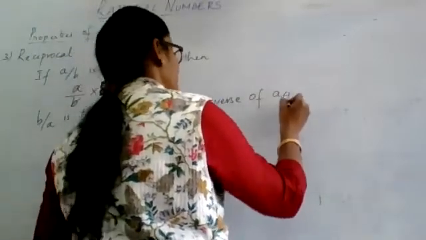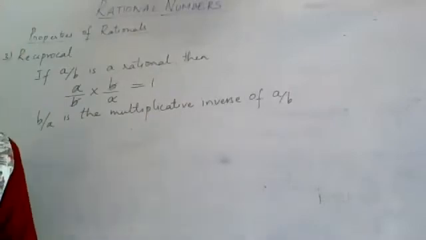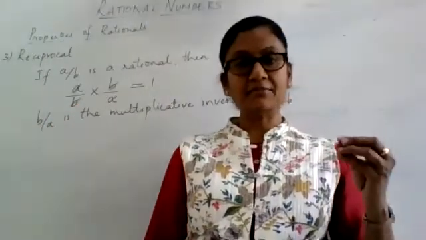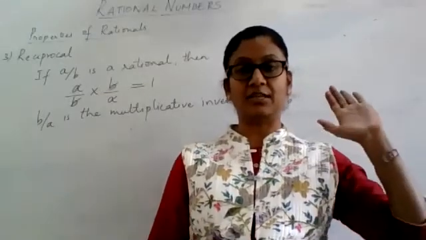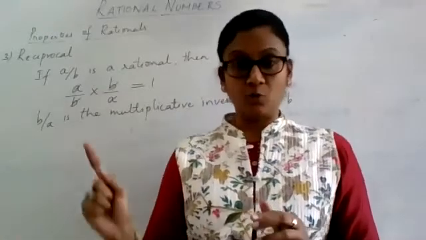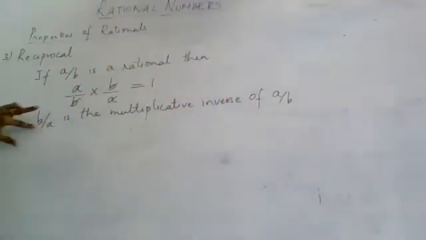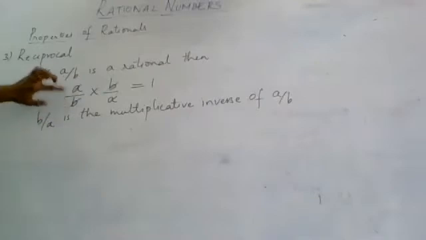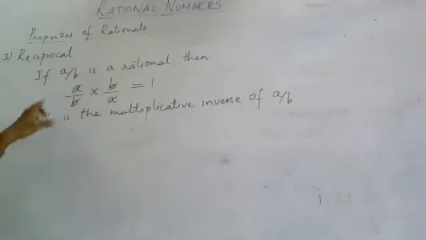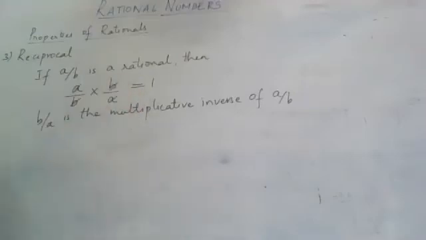Multiplicative inverse of A by B. So you must be very careful whether we are talking about the additive inverse or the multiplicative inverse. So if A by B is a given rational, to get its additive inverse, I just have to introduce a negative sign to the given rational and hence I will be able to get the additive inverse. But if I want a multiplicative inverse, what should I do? If the given rational is A by B, I should change the numerator as denominator and the denominator as numerator. So A by B, its multiplicative inverse will be B by A. Only then the product of the rational with its multiplicative inverse will always be equal to 1.